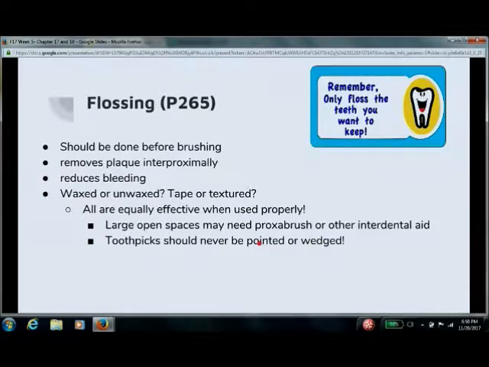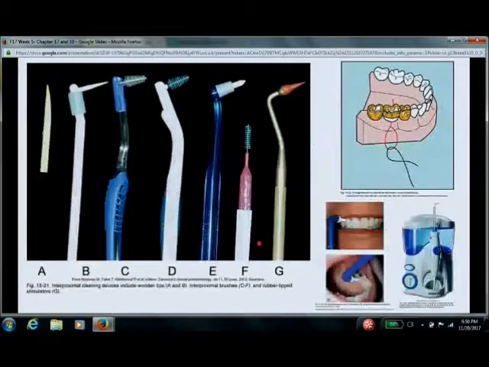But you should do it before you brush because what happens is if you wait till after you brush, your teeth feel clean and you forget. But if you do it beforehand, you're getting out all the gunk. There are patients who have larger spaces and they may need something bigger. And that's when all of these fun things come in.